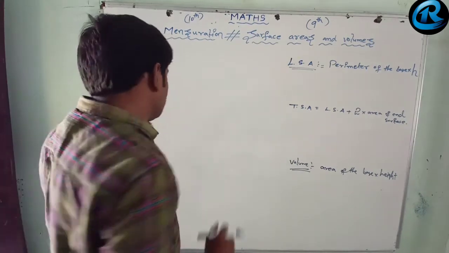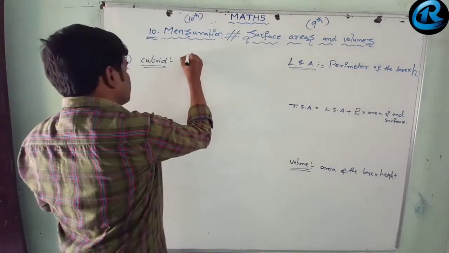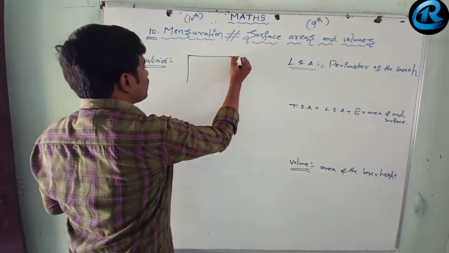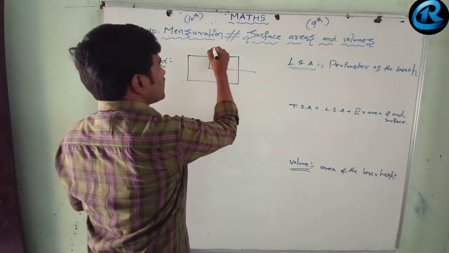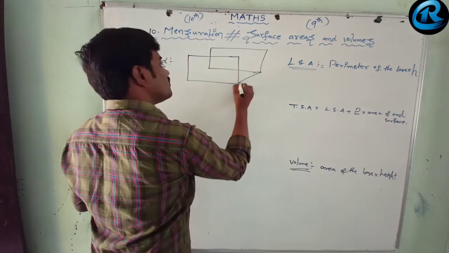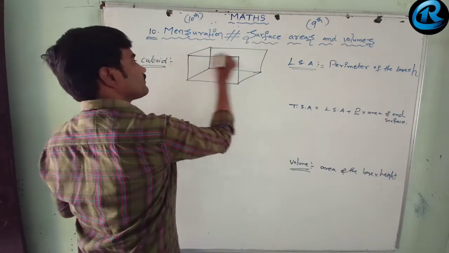Cuboid. Let's go for the cuboid. Let me draw the cuboid. How will the cuboid be? A cuboid will be made up of rectangles, and every rectangle will form a face. So it will be like this.